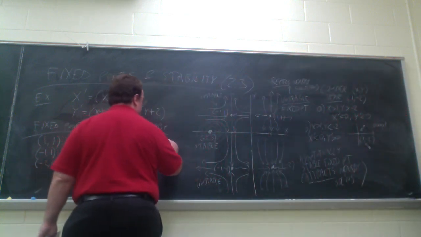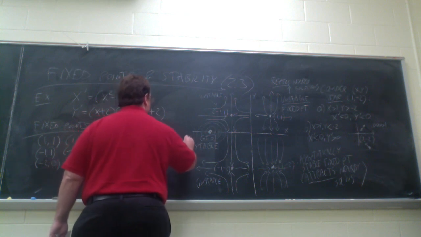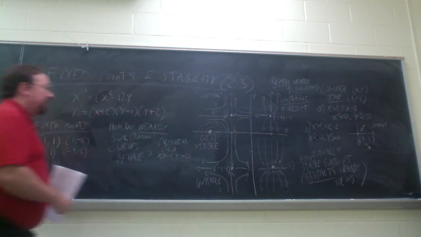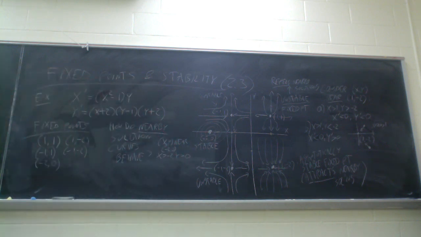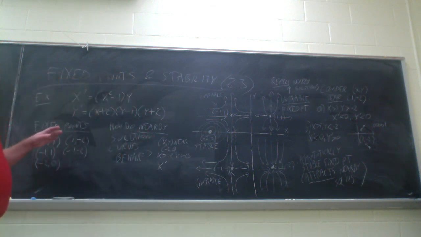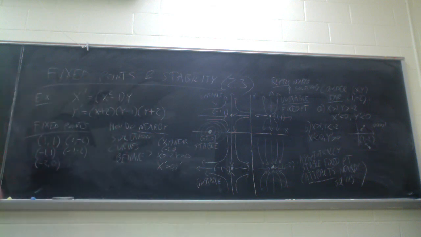So for this case, let's assume that x, y is near minus 2, 0, but x is greater than minus 2, and y is greater than 0. So let's see what happens with x prime and y prime in this case. Okay, so x is slightly greater than minus 2, y is positive. What happens with x prime? Positive. Yeah, it's positive. Okay. And what about y prime? So it'd be like 0 point something.